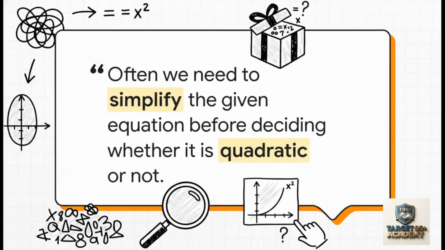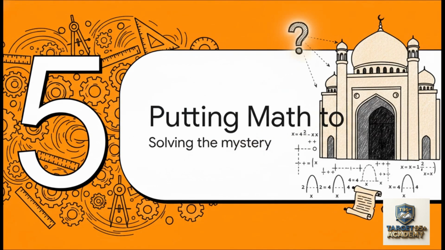So, what's the big takeaway here? It's this. You absolutely cannot judge an equation by its cover. You have to do the work and simplify it first to see what its true identity is. It's really the only way to know for sure if you're dealing with a quadratic or not. All right, we've learned the theory, we've practiced, we've learned how to spot them. Now it's time for the payoff.